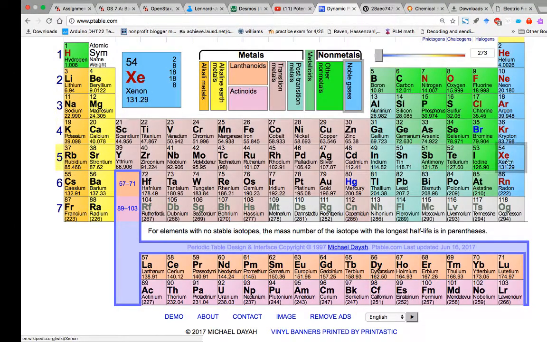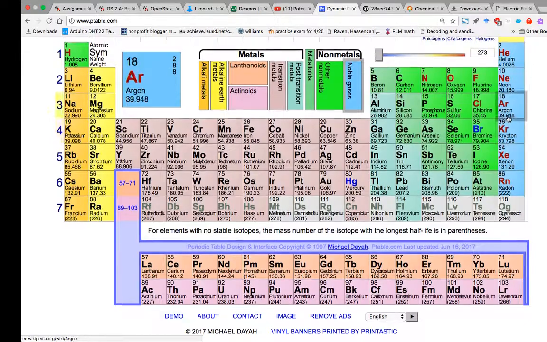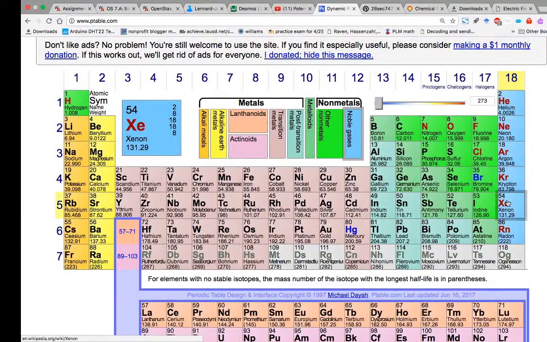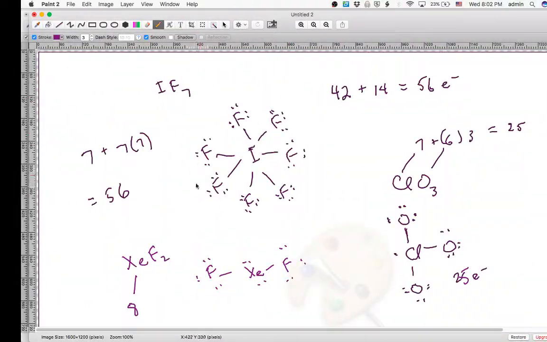Here's xenon. It is at the end. It is at group 18, so it has 8 valence electrons. And there are 2 fluorines. Fluorine has 7 valence electrons each. So I should get a total of, what is this? 14 plus 8, 22 electrons. 2, 4, 6, 8, 10, 12, 14, 16, 18, 20. I only have 20 electrons.